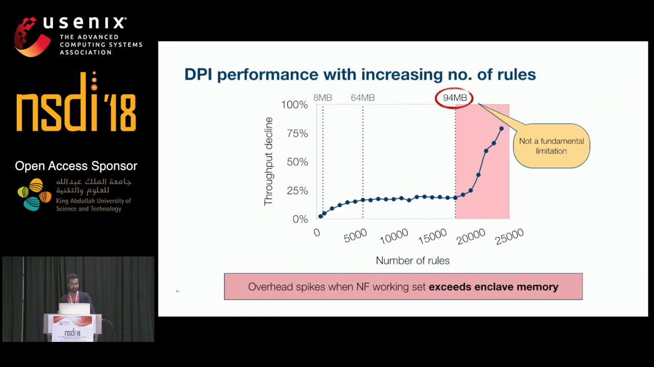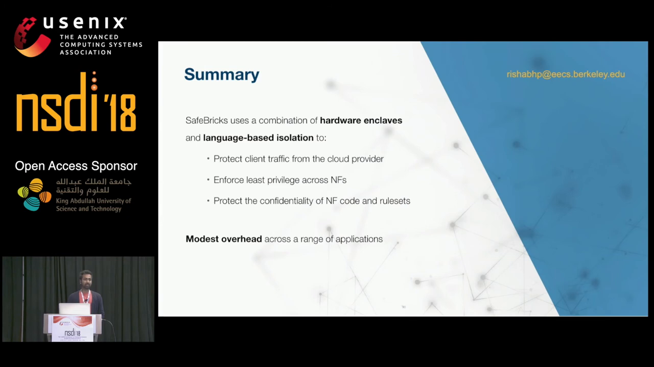So we are hopeful. Okay, so in conclusion, SafeBricks uses a combination of hardware enclaves and language-based isolation to protect traffic from the cloud provider, enforce least privilege across NFs deployed on a chain, all the while protecting the confidentiality of NF code and rule sets from the client, enterprise, and the cloud. In doing so, SafeBricks introduces a more modest overhead on the performance of NFs.